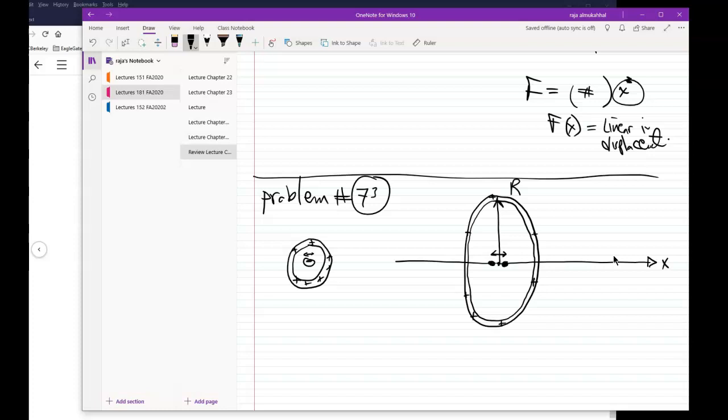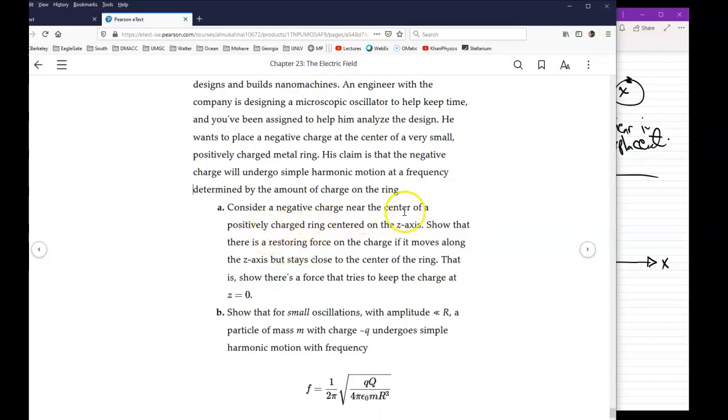And he's saying, show that. What he's saying, in plain English, is show that F is equal to some constant times x. That's really what he's telling me. This is the formula that I'm looking for. Here, let me read the problem again for you. Consider the negative charge near the center of a positively charged ring. Show that there is a restoring force F on the charge if it moves along the z-axis and stays close to the center, which means the x value here, or z value, is very small. And that shows there is a force that tries to keep the charge at z equals 0. Okay?